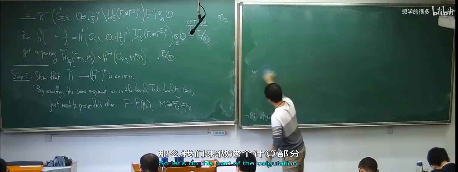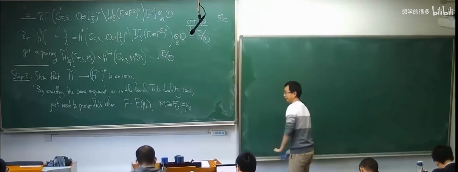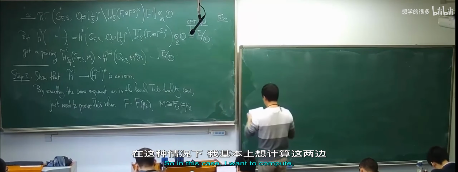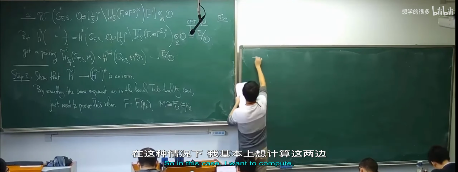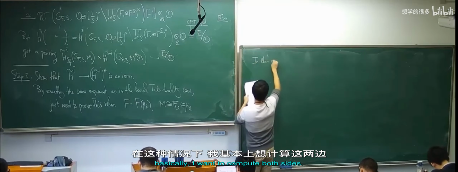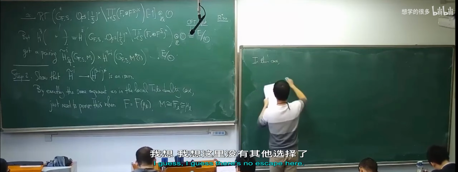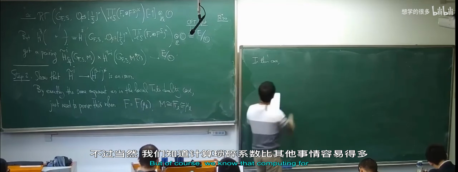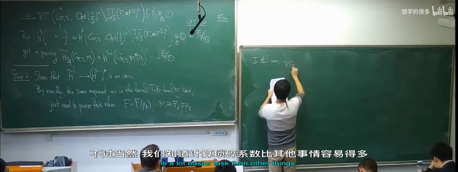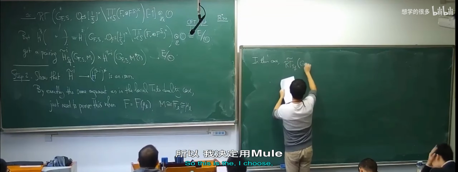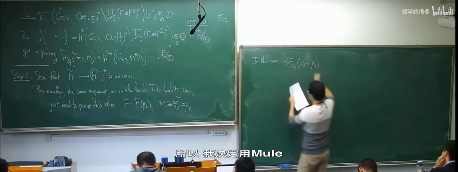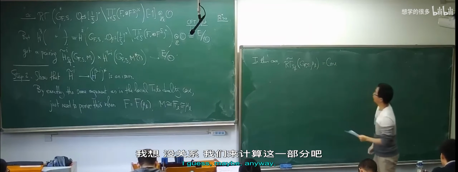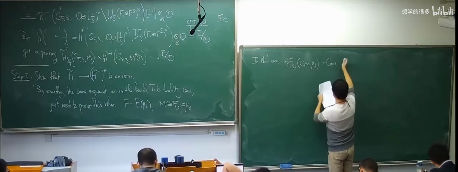So let's do this part of the calculation. In this case, I want to compute both sides. I guess there's no escape here. But of course we know that computing with trivial coefficients is a lot easier than other things. So on this side I choose to use mu_L. Anyway, let's compute this part.